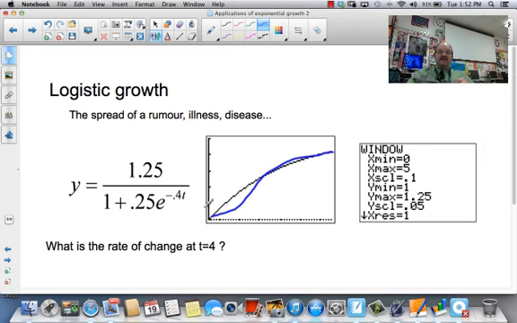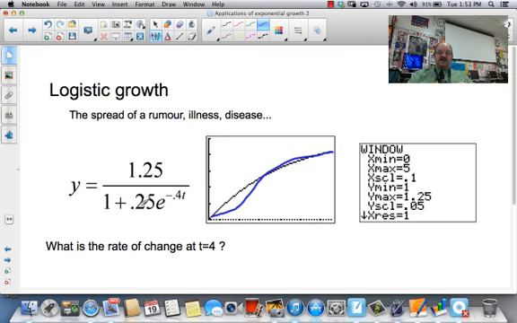Why does that happen? Well, as t gets really large, negative 0.4 t also gets really large, but it gets really large and negative. And e to a negative number gets to be really, really small, so small that it's probably going to be close to 0.